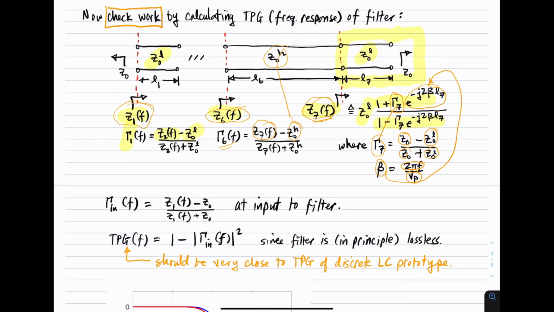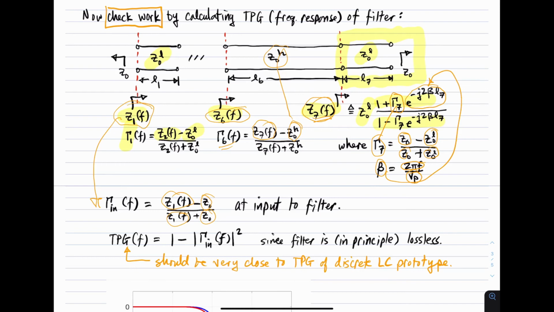Well, if we know that input impedance, then we can calculate a reflection coefficient, which is associated with that impedance. The voltage reflection coefficient at the input of that filter is simply Z1, a function of frequency, minus Z0, because that's the characteristic impedance that we are coming from. And in the denominator, Z1 plus Z0. That's the voltage reflection coefficient at the input to the filter.